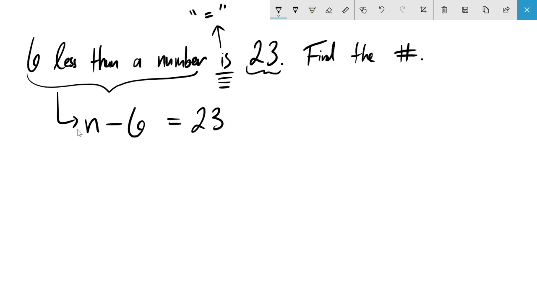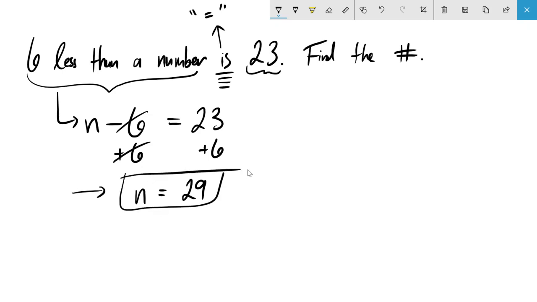So in this case, I've got n minus 6. What's over here I don't like? The minus 6. Well, how do you get rid of a minus 6? You just do the opposite operation. I'm just going to add 6 to that side, which is totally kosher as long as you do it to both sides. So they'll cancel over there, and you'll have n equals 29. So, what do you think?